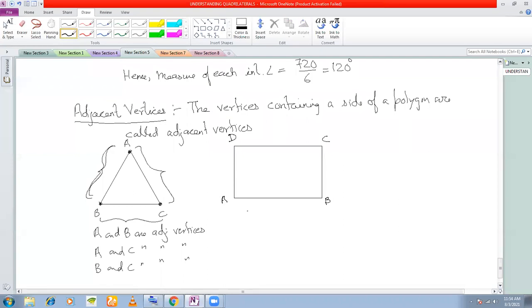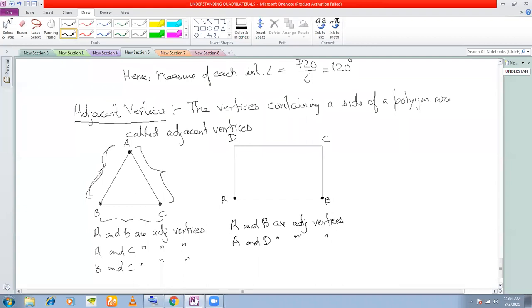What are the adjacent vertices? Consider the side AB. The side AB contains A and B, so A and B are called adjacent vertices. Look at AD. It contains the vertex A and vertex D, so A and D are also adjacent.